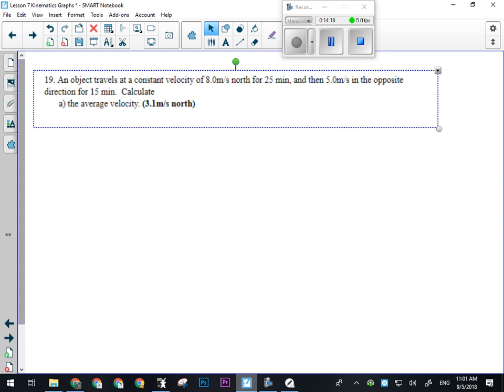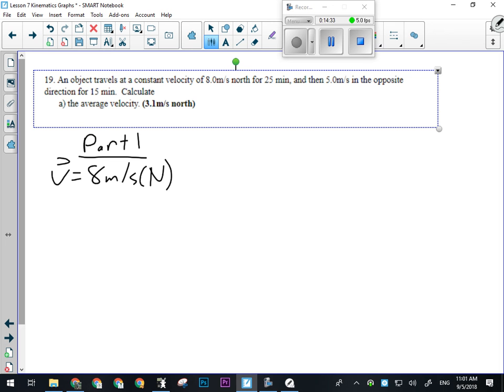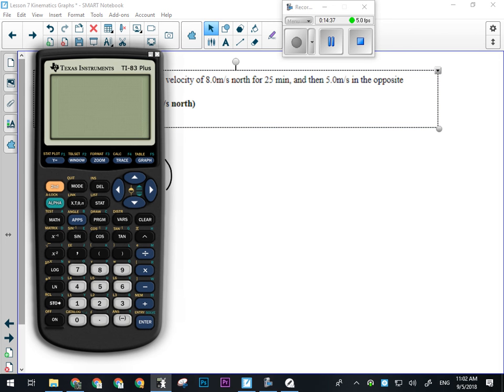Okay, so for 19, we've got this object traveling at 8 meters per second north for 25 minutes. So this is a part 1 and part 2 question. Okay, so part 1, our velocity is 8 meters per second north, and the time I'm going to convert to seconds. So I'm just going to go 25 times 60, not times 6, so 1500.